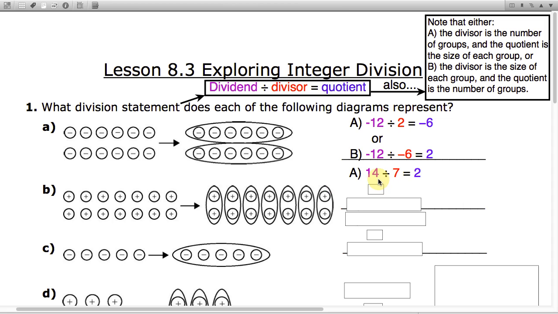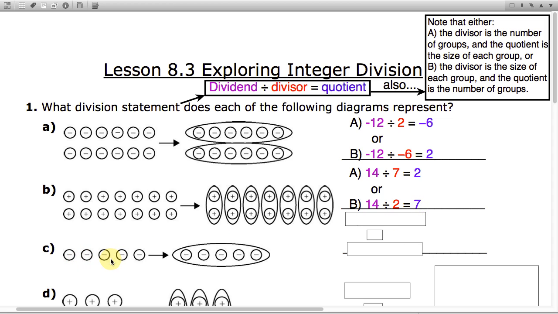So first off, you can start with your 14 positive chips, which is the dividend, and divide it into 7 groups, and the size of each group is 2. Or you can divide it into 2 groups of size 2, and the answer is the number of groups, which is 7.